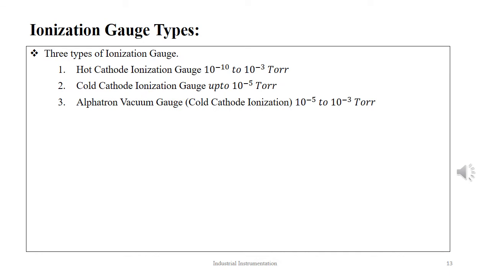There are three types of ionization gauges. They are the hot cathode ionization gauge, operating in the range of 10^-10 to 10^-3 torr. Then we have the cold cathode ionization gauge, operating in the range of 10^-5 torr. And thirdly, we have the Alphatron vacuum gauge, which is also a kind of cold cathode ionization gauge, and it operates in the range of 10^-5 to 10^-3 torr.